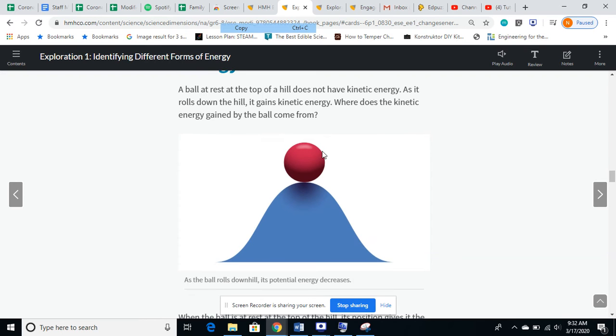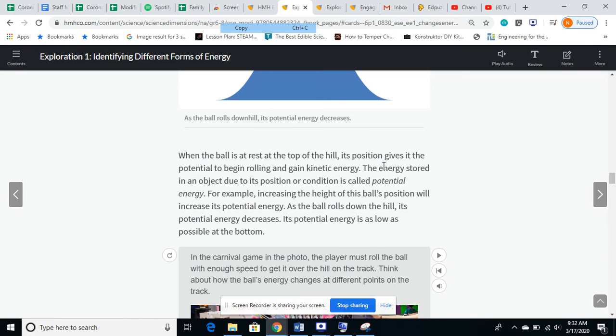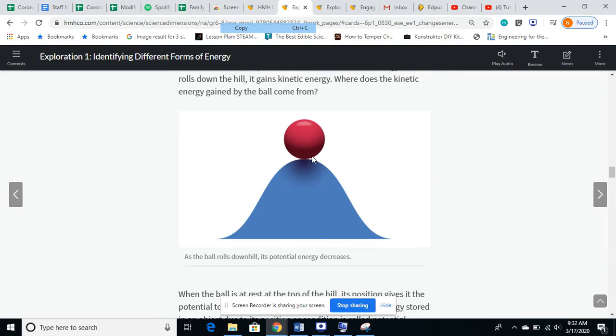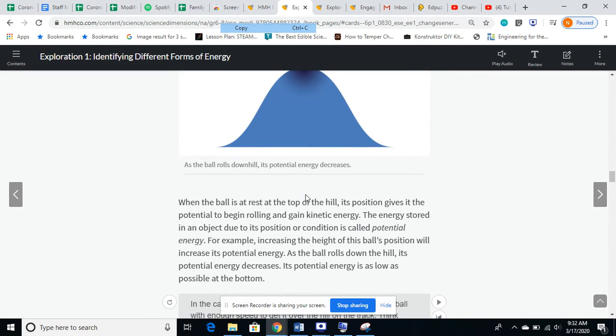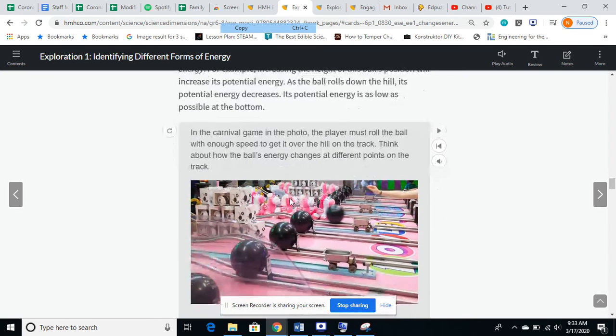Where does the kinetic energy gained by the ball come from? When the ball is at rest at the top of the hill, its position gives it a potential to begin rolling and gain kinetic energy. So the higher it is up there, the more energy it has potentially. The energy stored in an object due to its position or condition, that's good for chemicals, is called potential energy. For example, increasing the height of this ball's position will increase its potential energy. As the ball rolls down the hill, its potential energy decreases. Its potential energy is as low as possible at the bottom.